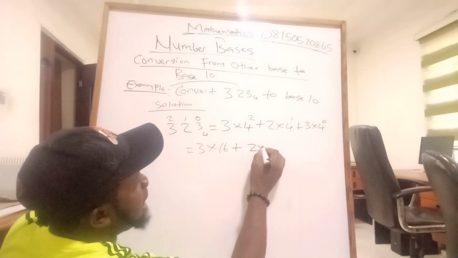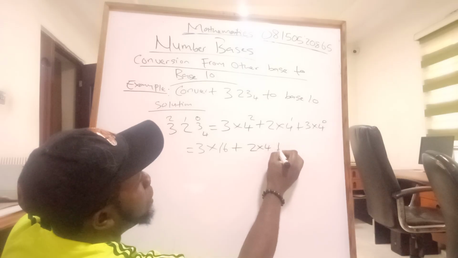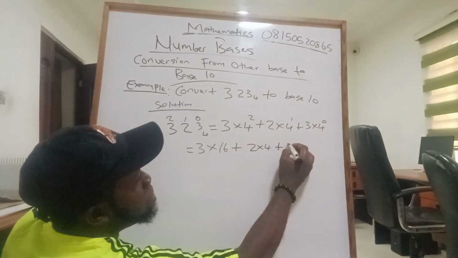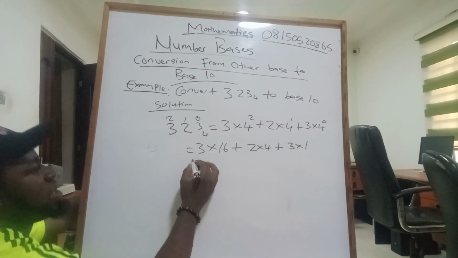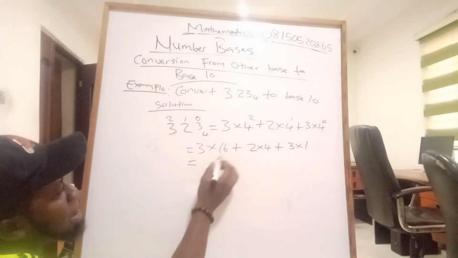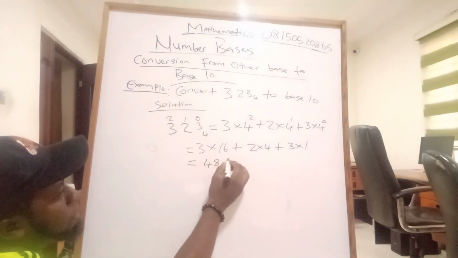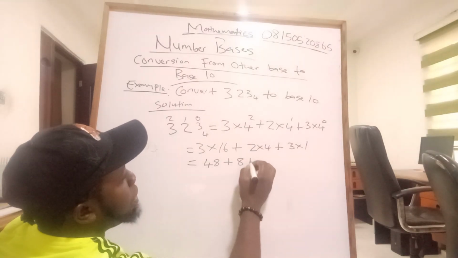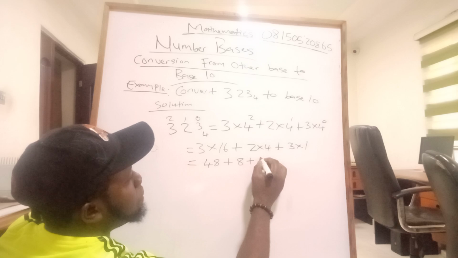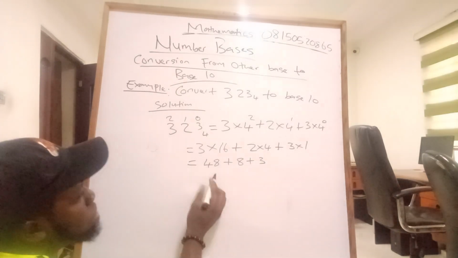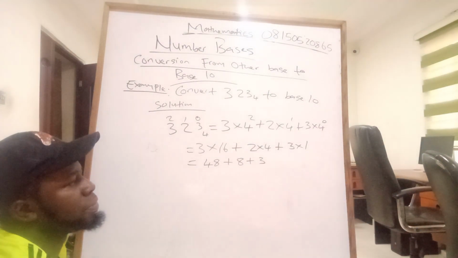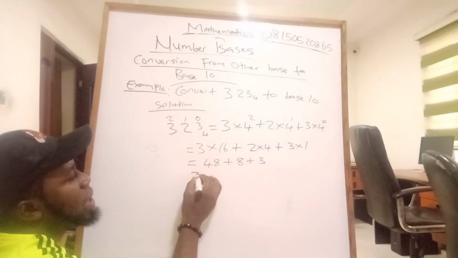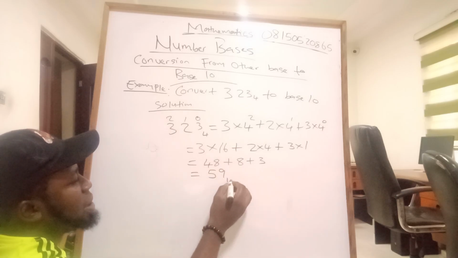So let's just put 2 times 4 naturally. Then plus 3, anything raised to power 0 is 1 under indices. So this is going to give us 3 times 1. So let's see what this is. 3 times 16, that will give you 48. Plus 2 times 4, that will give you 8. 3 times 1, that will give you 3. Let's add it together. 48 plus 8, that will give you 56. 56 plus 3, that will give us 59 base 10.